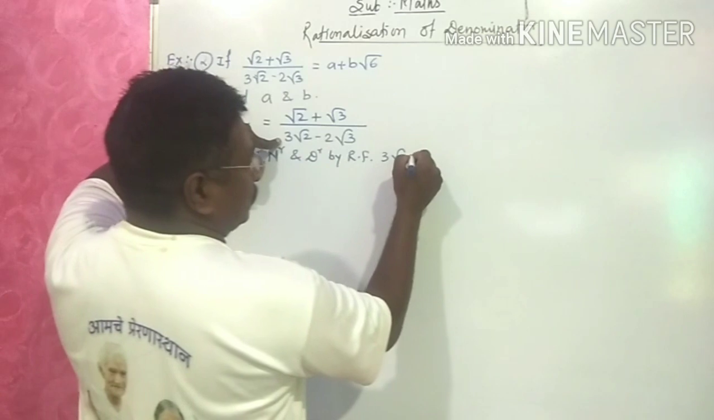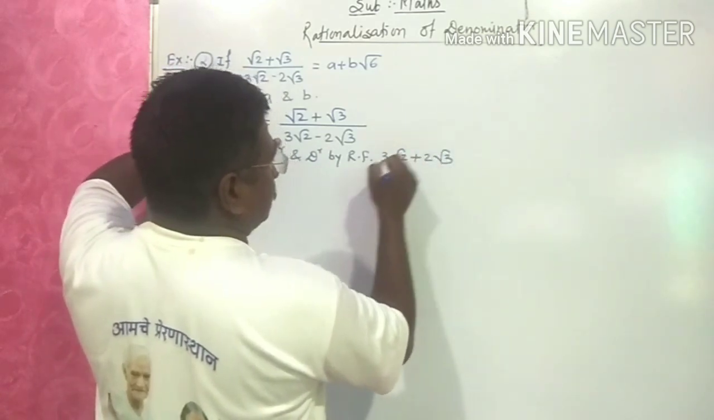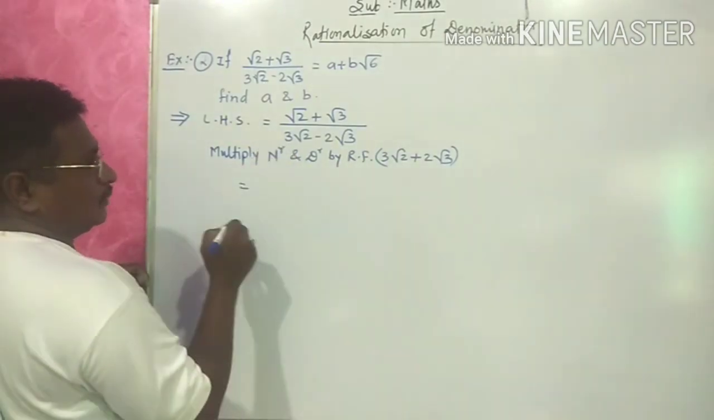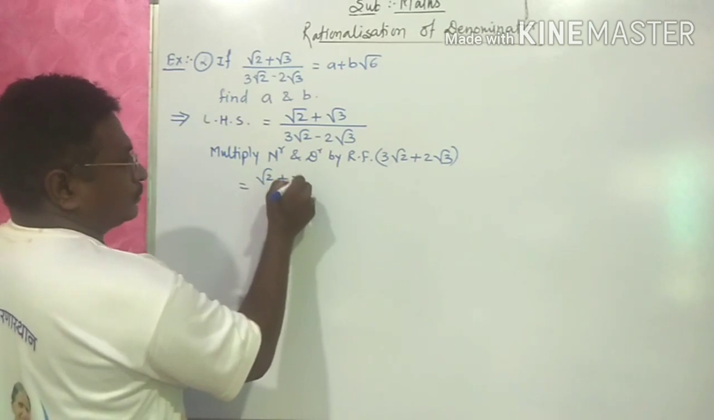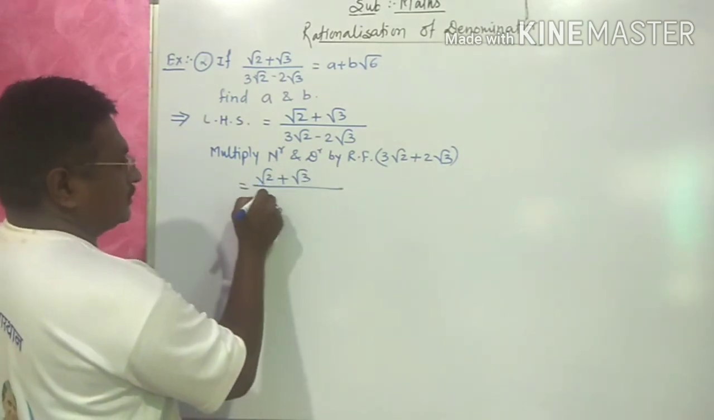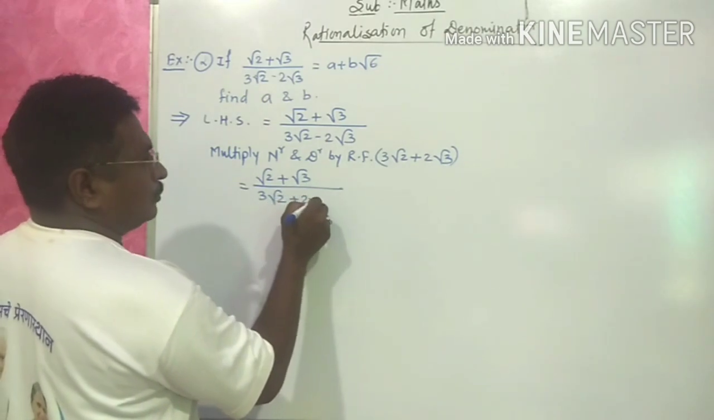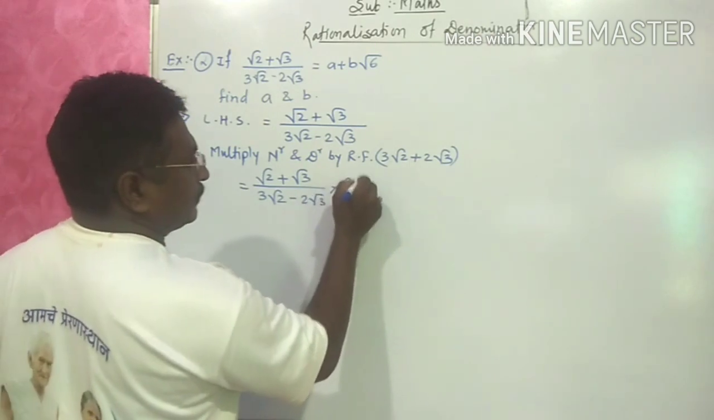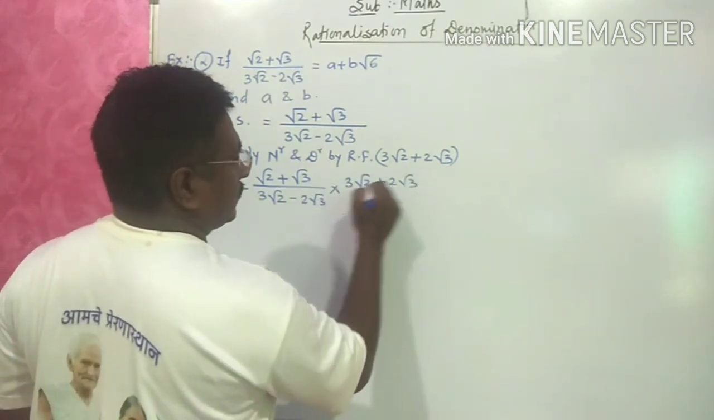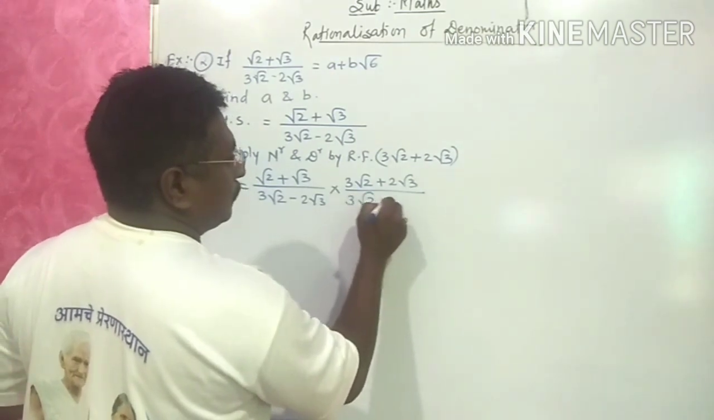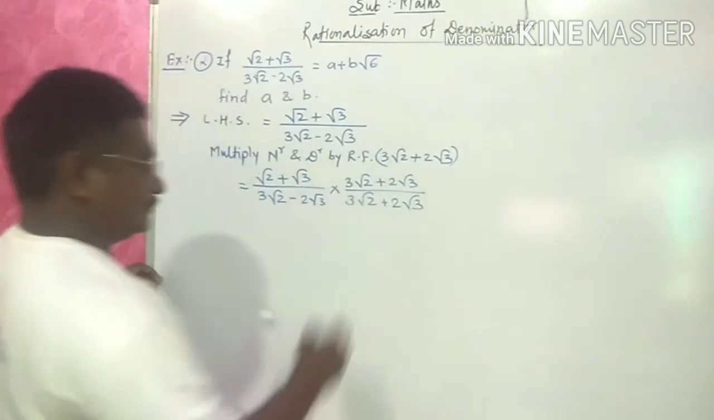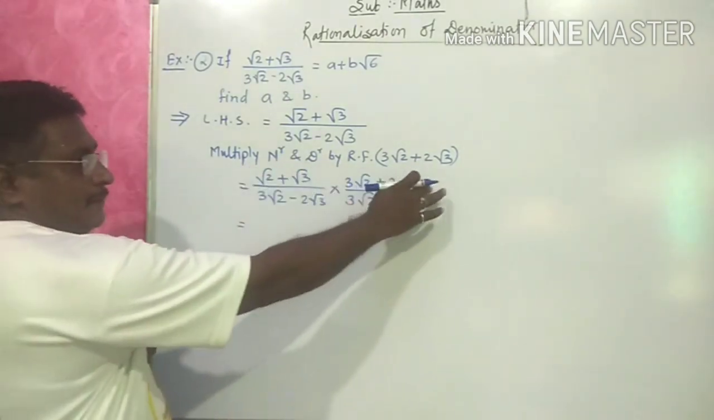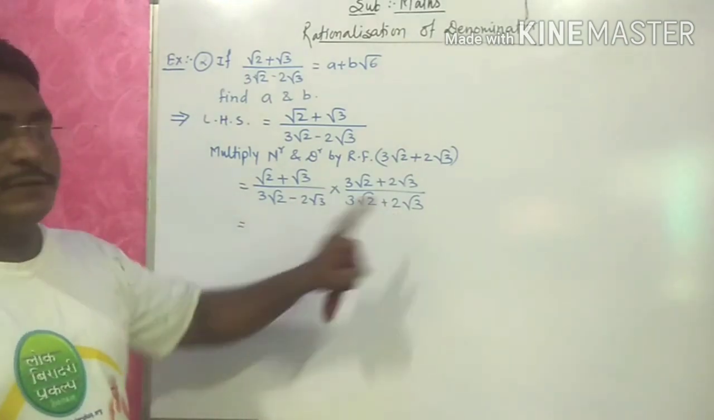Now here minus is there. So what will come here? Plus it will come. So this is the rationalizing factor. So multiply numerator and denominator. So root 2 plus root 3 by 3 root 2 plus 2 root 3, into 3 root 2 plus 2 root 3 by 3 root 2 plus 2 root 3, in this way. Now multiply numerator with numerator, denominator with denominator.